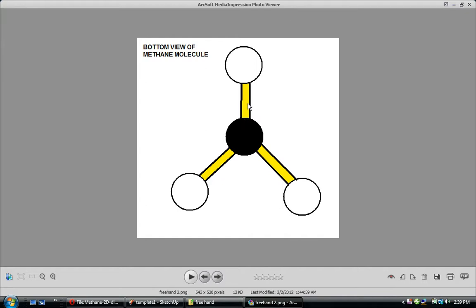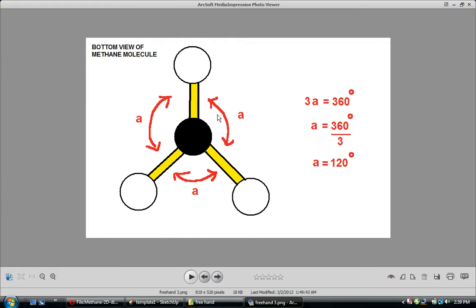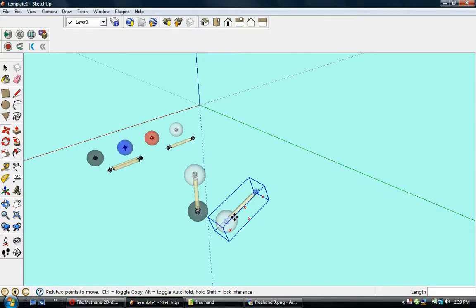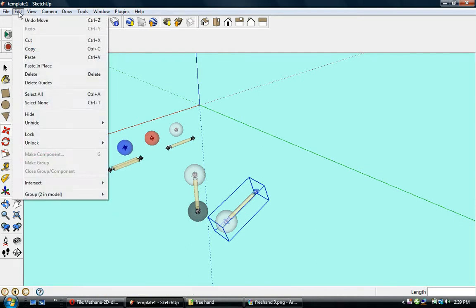He sees that these bonds are sticking out like so, and the angle of separation is the same in each case. And we can do a little math here, and we realize that if the angle of separation is the same over 360 degrees, then A is going to equal 120 degrees. So what we need to do is make copies of this bond and rotate them 120 degrees. So let's make a copy.